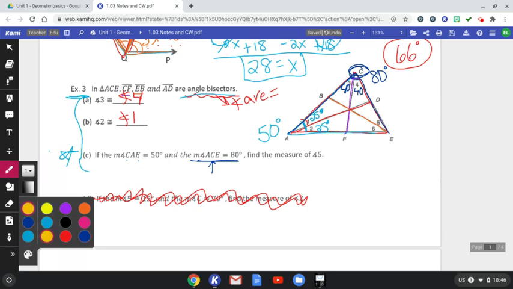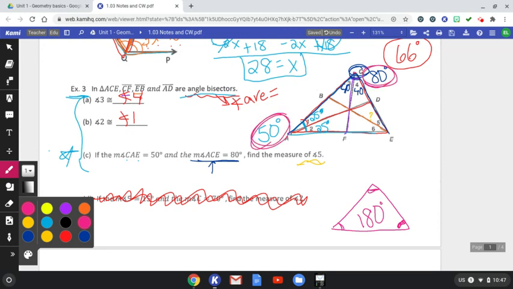Then they go on to say, what is the measure of angle 5? Well, 5 is way over here. I have no idea what that measure is, unless we go back to a rule. So remember, any triangle, the sum of these three angles, anybody remembers? It's always 180 degrees, okay? So we have that this big angle is 50, this big angle is 80. So if I take 180 minus 80 minus the 50, I'm left with 50 degrees. So this whole angle at E is going to be 50 degrees.